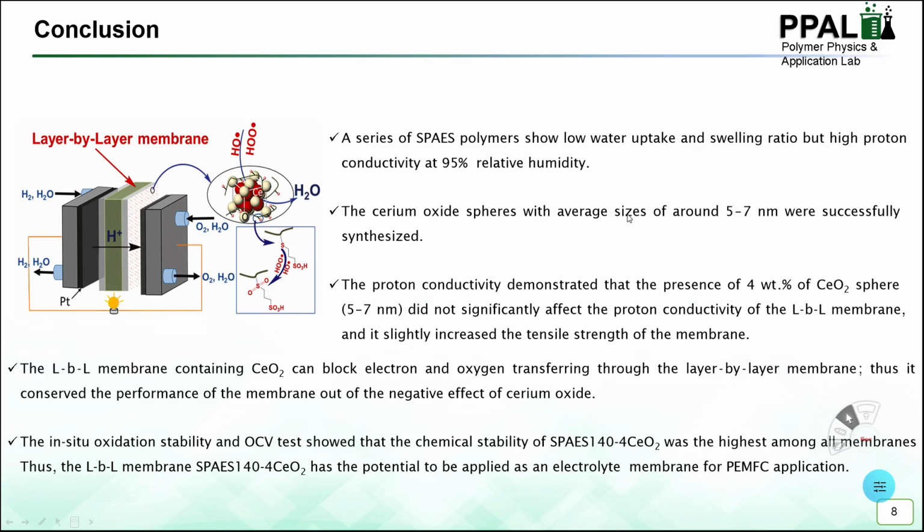And the last one is the oxidation stability and OCV test. The chemical stability of the SBAES 140 containing 4% of the cerium oxide at both phases was the highest among the membranes. Thus, the layer-by-layer membrane containing 4% of the cerium oxide nanoparticle has high potential to apply as an electrolyte membrane in fuel cell applications.